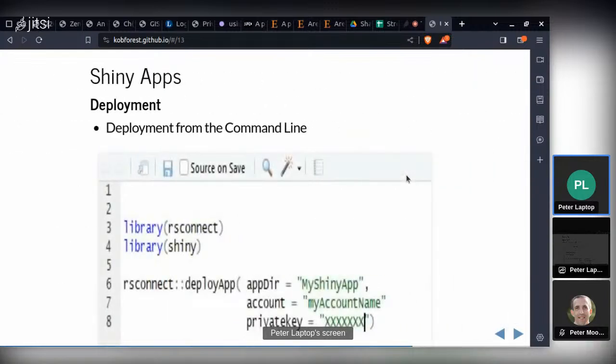So yeah, when you are ready to go, the process of actually deploying your Shiny app, which will be set up in a folder called My Shiny App, is very straightforward, and it can be done at the command line. There is an R package called rsconnect that will allow you to deploy them very quickly from the command line. Okay.